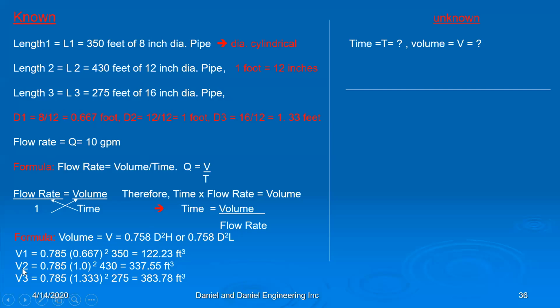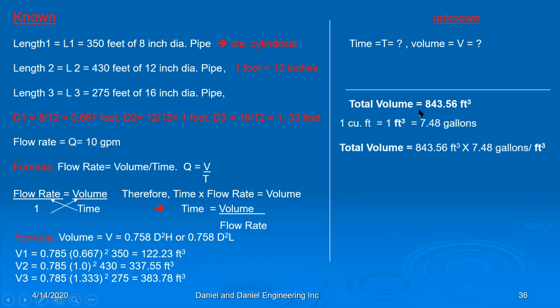And likewise, volume 2 and volume 3 with the data that we have. All right? And I get a total volume when I add them up. Because remember, you want to fill all these pipes with water at 10 gallons a minute, and you really want to know how long it will take. So the total volume is 843.56 cubic feet.